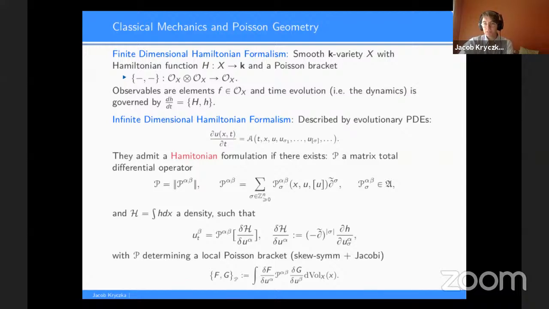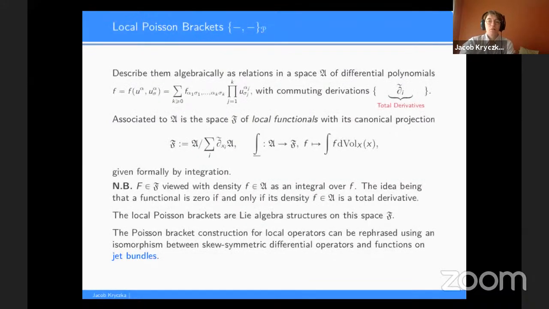So on what space is this defined? Well, on one hand, you can describe them in terms of a space of differential polynomials with some commuting derivations, but also on a space of local functionals. And this is typically the universal space where integration by parts holds. The local Poisson bracket then appears as a Lie algebra structure on this space. There's also a way that you can view local Poisson brackets constructed in this way in terms of a more geometric interpretation, and this is by viewing them as functions on jet bundles.